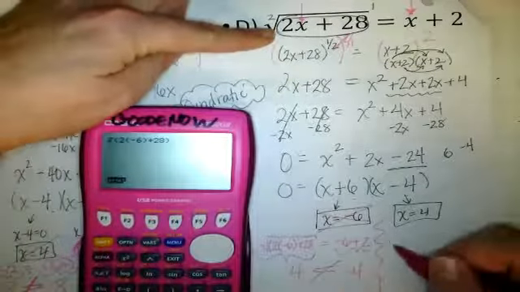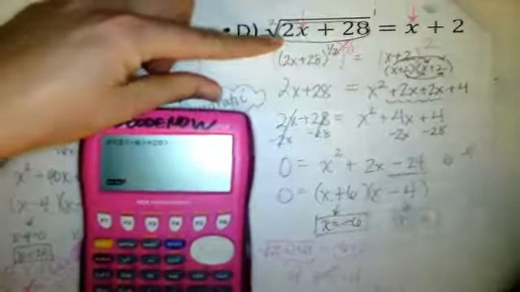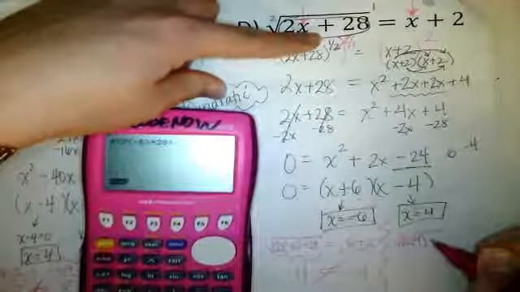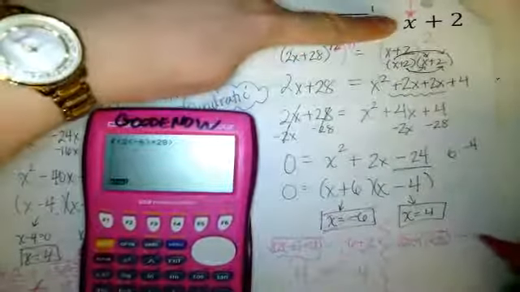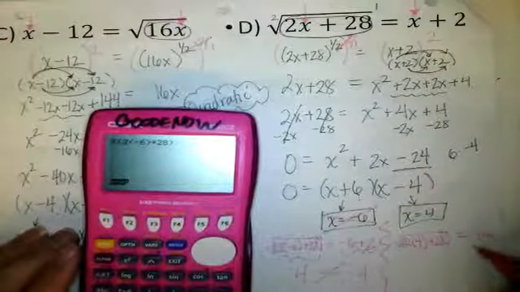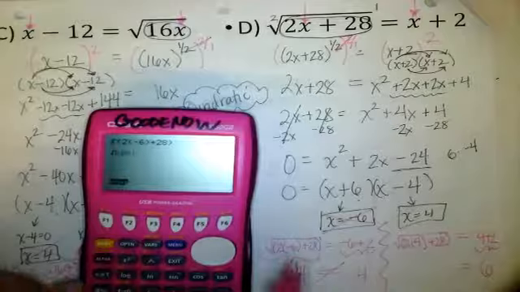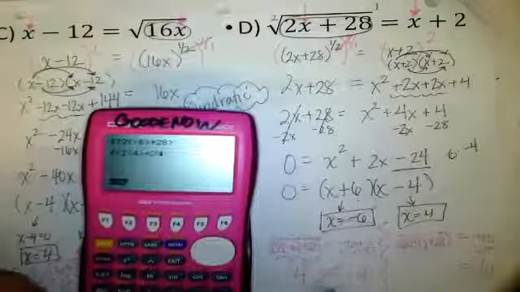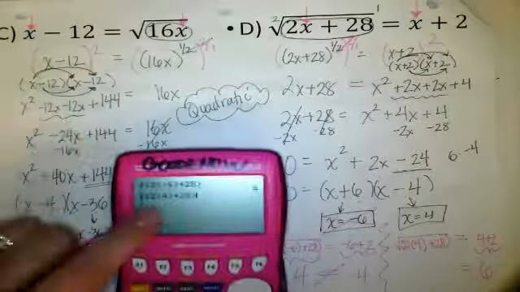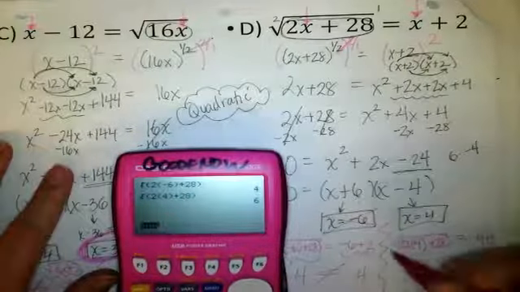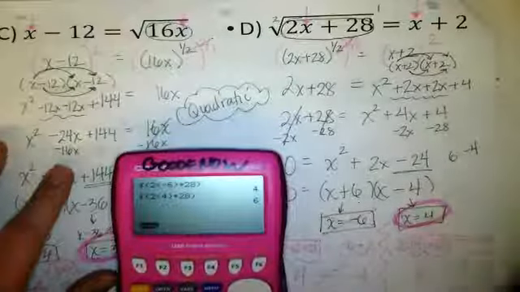So now I'm going to test the 4. Under the radical, we have 2, plugging in the 4. 2 times the 4 plus the 28 underneath the radical there. And that's supposed to equal 4 plus 2. Well, I know 4 plus 2 is 6. That was easy. All right, so under the radical, parenthesis 2 times the 4 plus the 28. Again, all of that is under the radical. Lots of parentheses there. Be very careful. And that does equal 6. So that one works. So x equals 4 is the only solution.